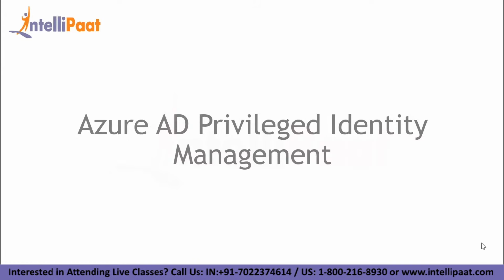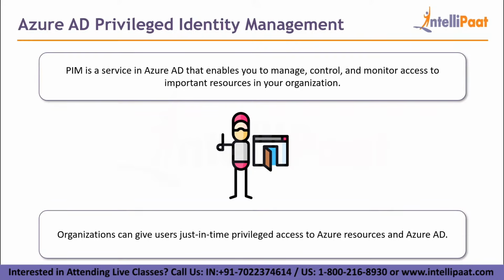And we're going to look into Azure AD Privileged Identity Management, or you can just call it shortly as PIM. PIM is a service in Azure AD that enables you to manage, control and monitor access to important resources in your organization. So now, organizations can give users just-in-time privileged access to Azure resources in Azure AD. Let's say you have a security team and you just want to provide a user access to certain resources and want to provide a certain assignment.